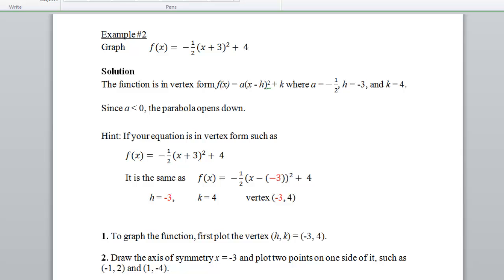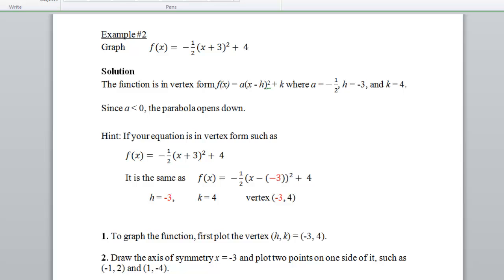Now that we've seen what vertex form is all about, let's go ahead and take a look at an example and work a couple sample problems. You can see here in example number 2, we have f of x equals negative 1/2 times (x plus 3) squared plus 4. Now, we should recognize this as vertex form when we see it.